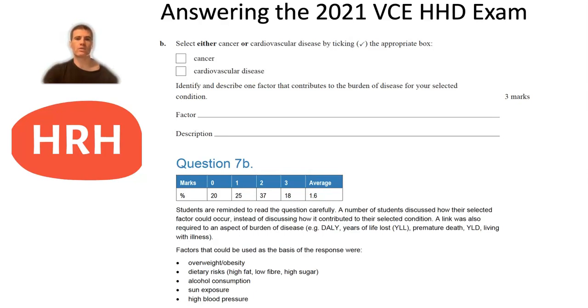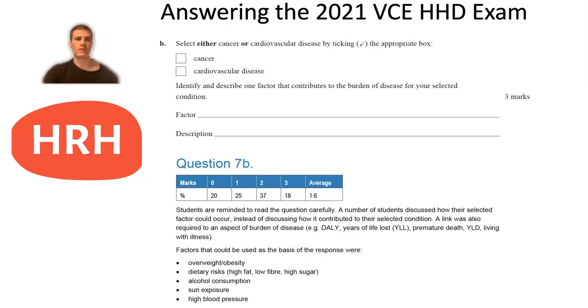And so then in your description, you had to link that to burden of disease. So you had to show a connection between your factor and the particular conditions. And for 3 marks, I would have been trying to mention at least 2 out of YLL, YLD, DALY, and burden of disease. So you can see there that approximately 37% of the state was able to achieve 2 marks, but only 18% 3.